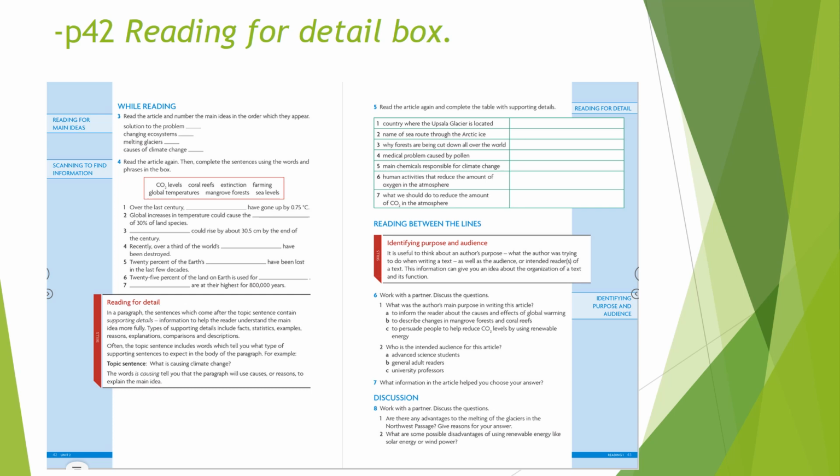Often, the topic sentence includes words which tell you what type of supporting sentences to expect in the body of the paragraph. For example, if the topic sentence is "What is causing climate change?" the words "is causing" tell you that the paragraph will use causes or reasons to explain the main idea. If you remember the hamburger paragraph, that used the topic sentence, "Reasons why I love teaching." So that was also a clue about what type of supporting sentences you were going to read. Okay, so we're going to practice these different types of supporting details. Let's have a look at the next slide.